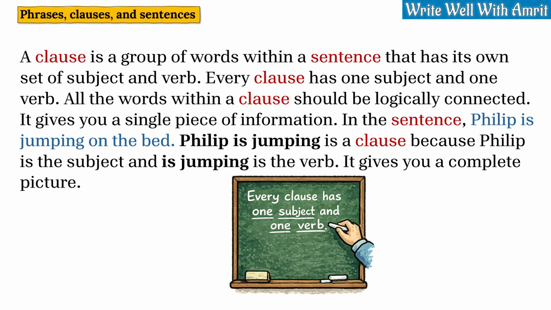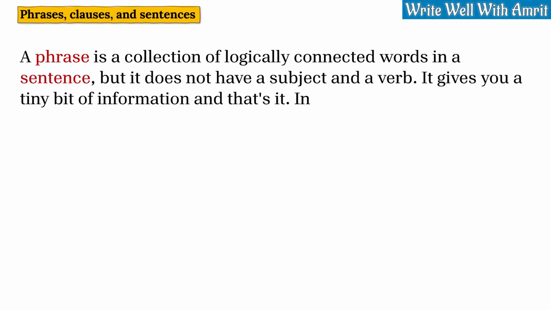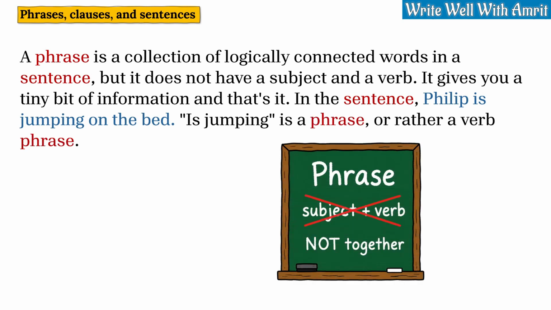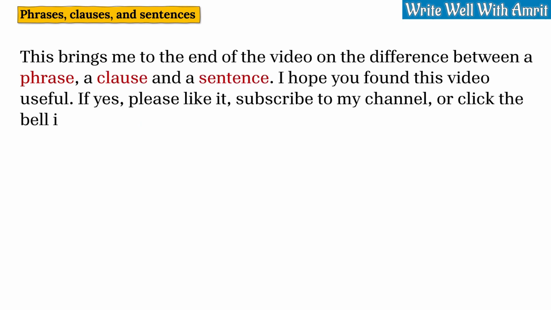In the sentence, Philip is jumping on the bed. Philip is jumping is a clause because Philip is the subject and is jumping is the verb. It gives you a complete picture. A phrase is a collection of logically connected words in a sentence, but it does not have a subject and a verb. It gives you a tiny bit of information and that's it. In the sentence, Philip is jumping on the bed. Is jumping is a phrase, or rather a verb phrase. This brings me to the end of the video on the difference between a phrase, a clause, and a sentence.